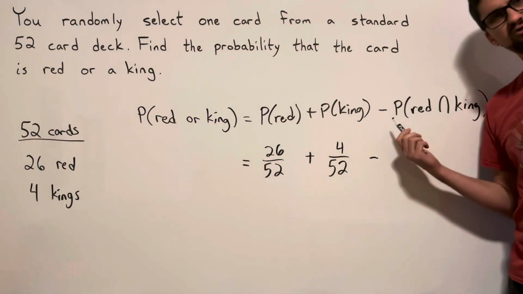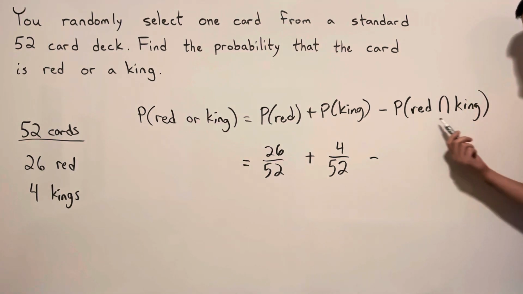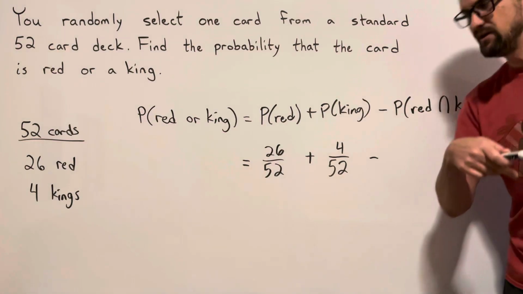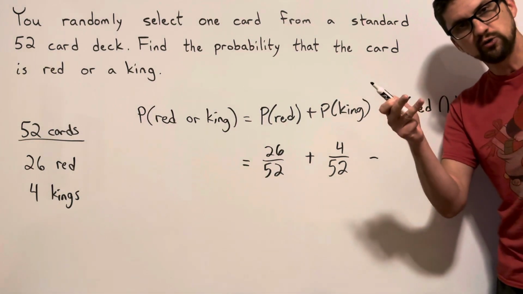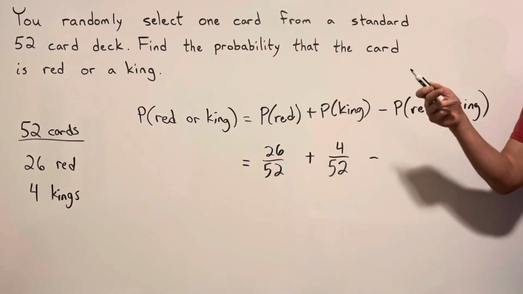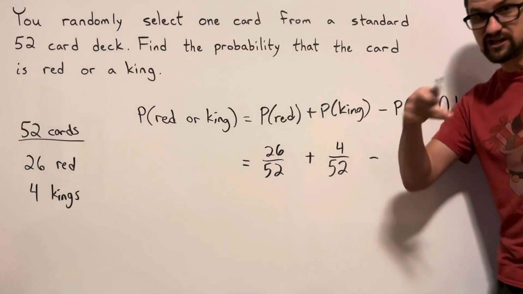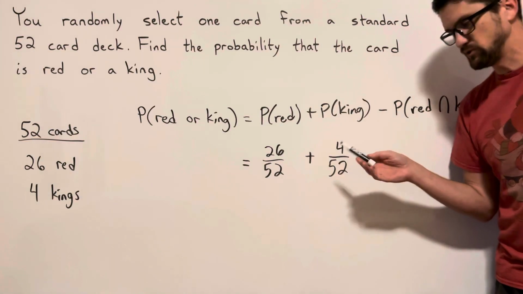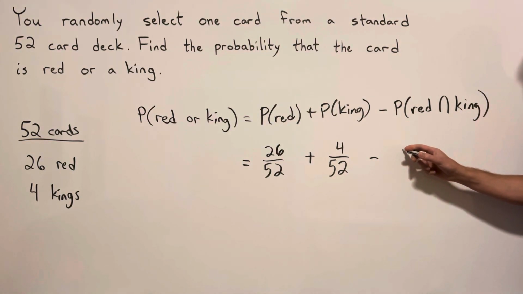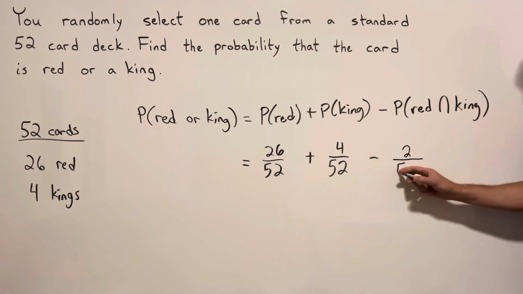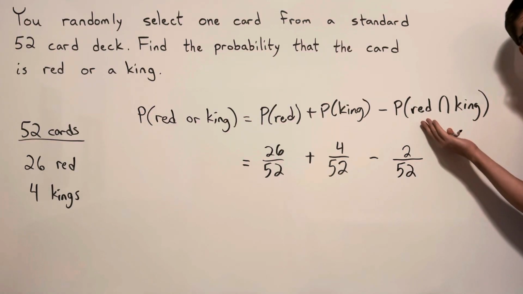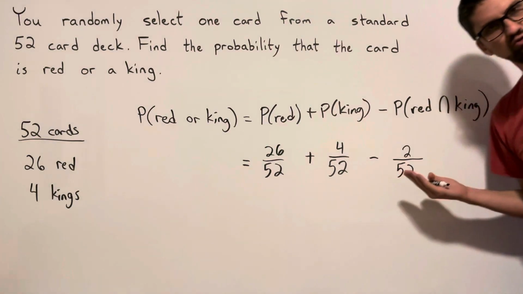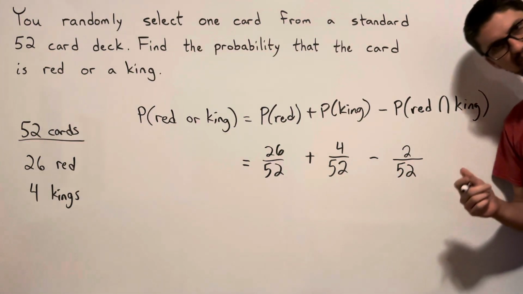And then we want to subtract out the probability that we get a card that is both red and king at the same time. There is 2 red kings in the deck, the king of diamonds and the king of hearts. We've counted them twice, here and here. So we need to subtract out 2 of them for the intersection. That is the addition rule for probability.